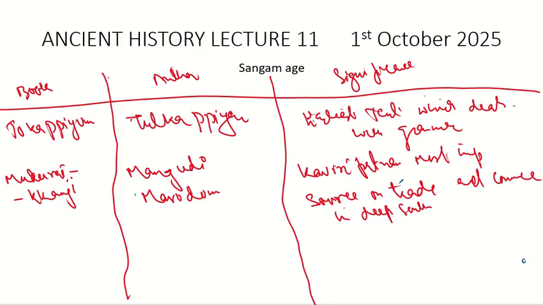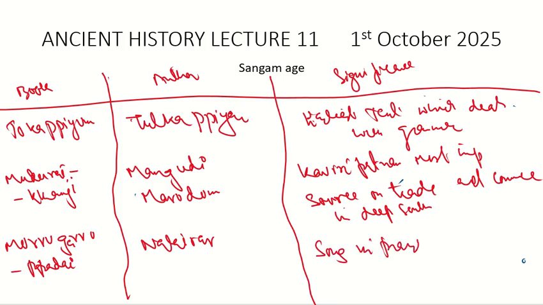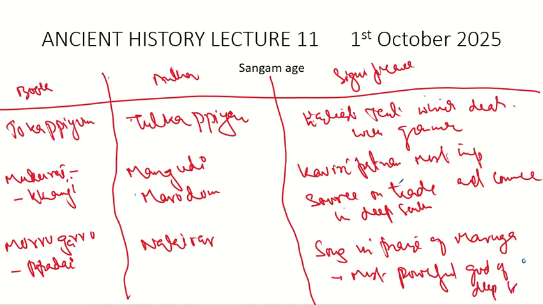Then we have third, Murugarruppadai. Its author is Nakkirar, and it is a song in praise of Murugan, most powerful god of deep south.